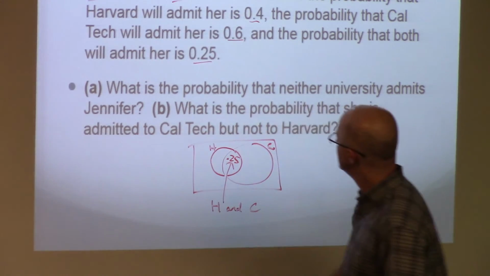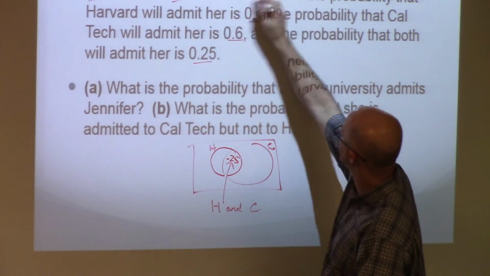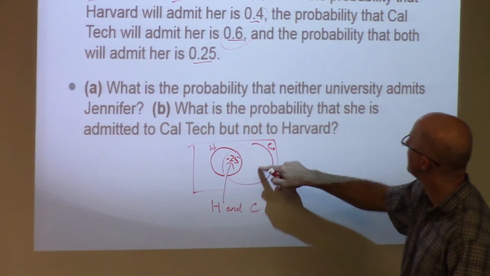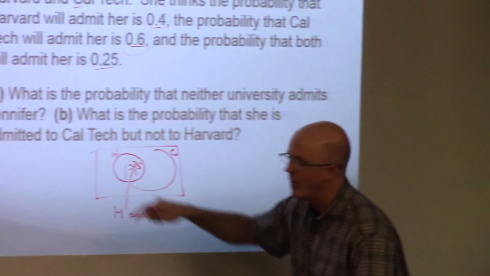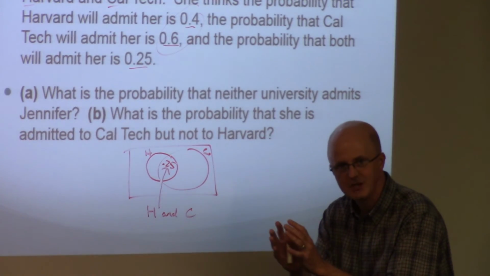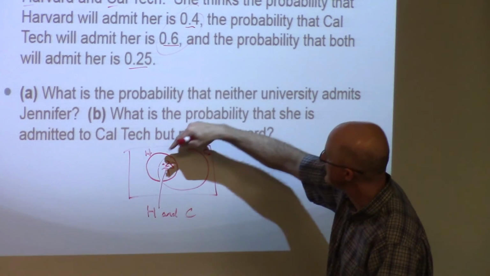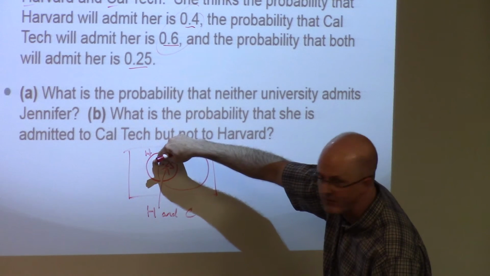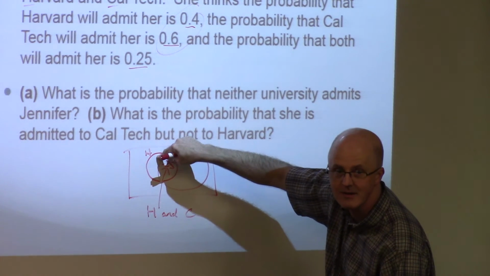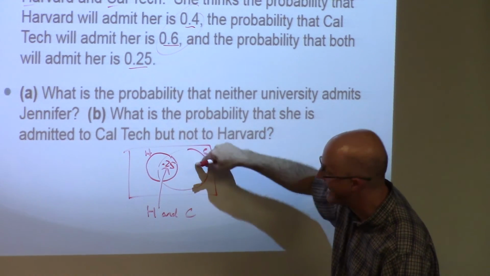Should I label, based on these numbers, this with a 0.4 and this with a 0.6? Do you think that's a good idea? It's actually not a good idea. I think I heard some no's. The no's have it. It's a good idea to label each region with a probability for just that region. And this 0.4 represents everything that's in H, which is the 0.25 plus whatever's in here, in this crescent shape. That's in H but not in C.